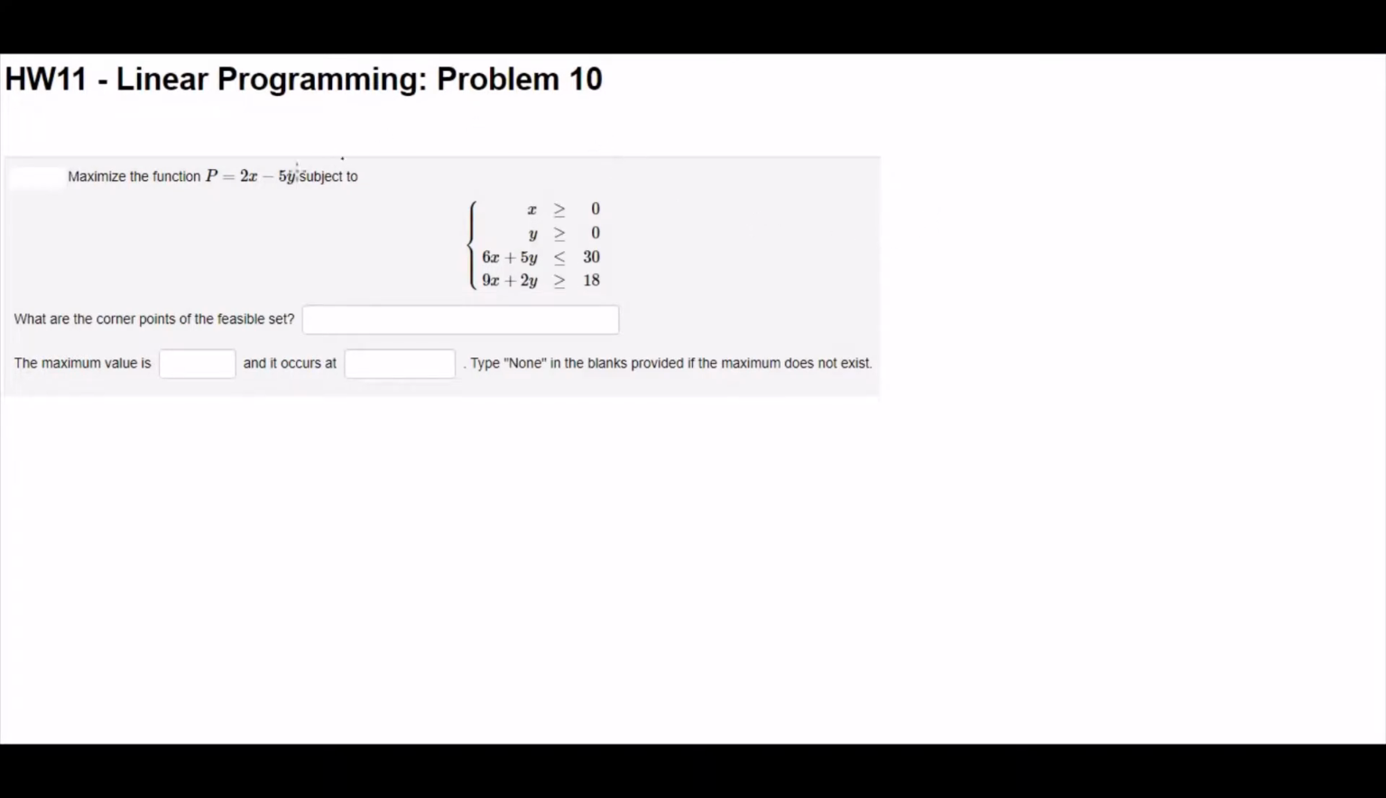Problem number 10. Maximize the function p equals 2x minus 5y subject to these constraints. We're going to determine the corner points of the feasible set, and we're going to compute the maximum value. Let's start with graphing the constraints.